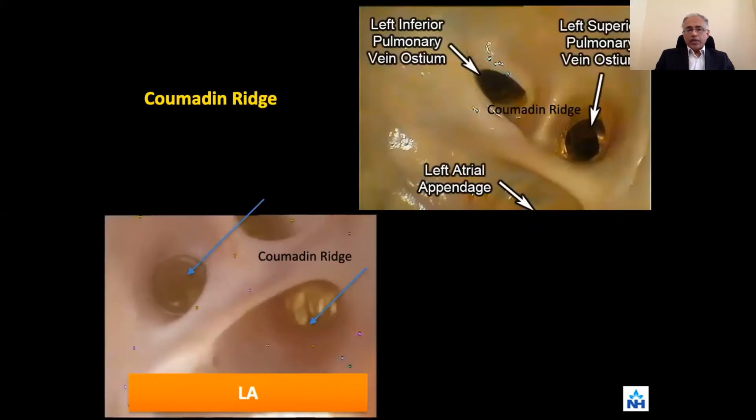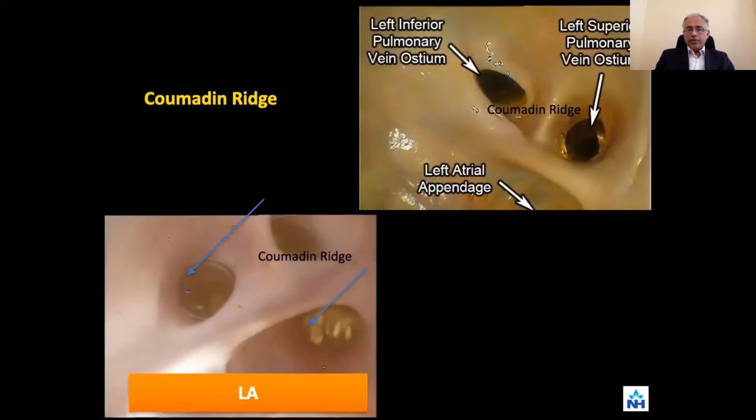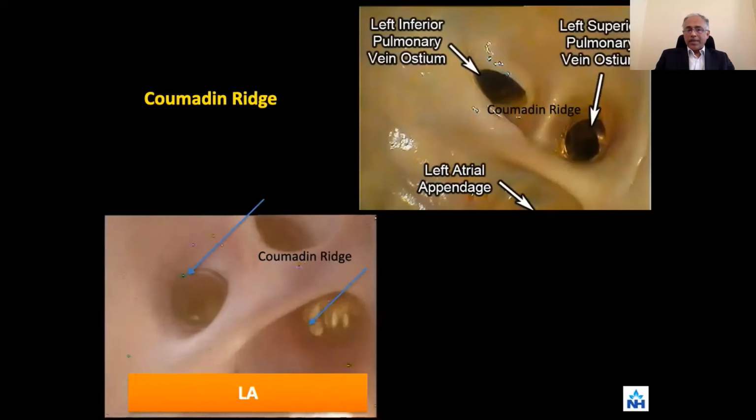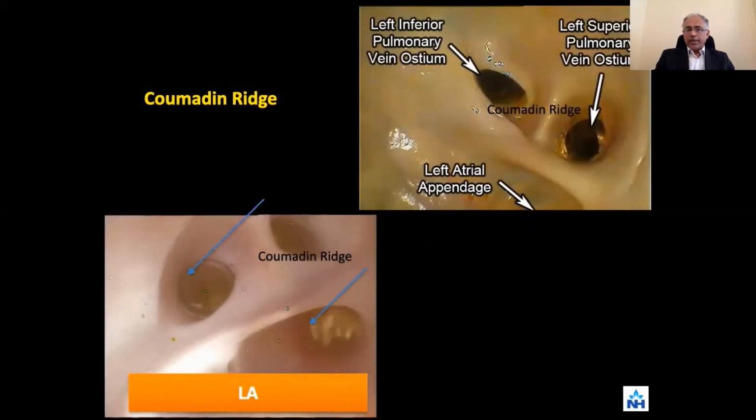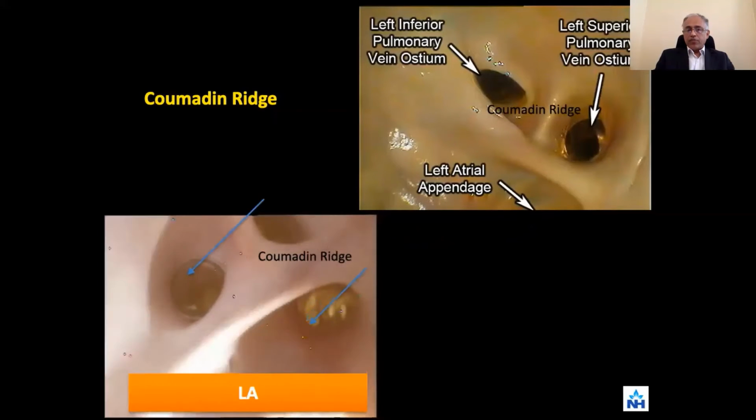And how does the coronary sinus look in the anatomy? So you have the left superior pulmonary vein, which you can see in the top image where it is labeled, and then you have the left atrial appendage. Ignore that left inferior pulmonary vein. We are not interested in that. So just focus on the left superior pulmonary vein and then the left atrial appendage. You can see the prominent fold of structure. So that is the Coumadin Ridge.